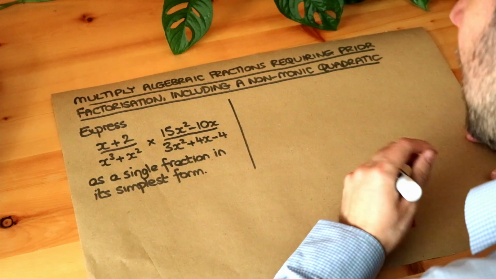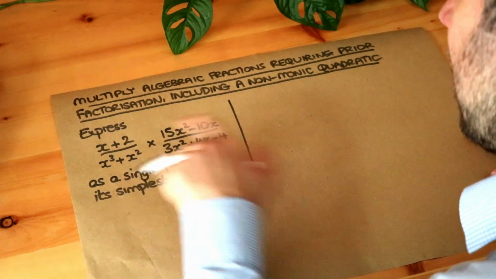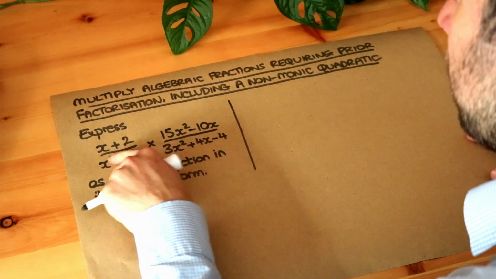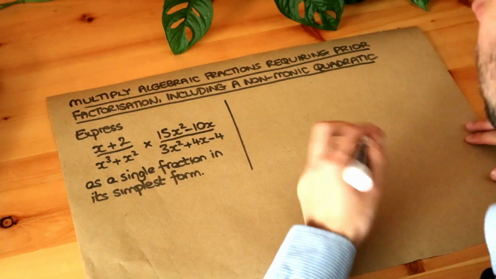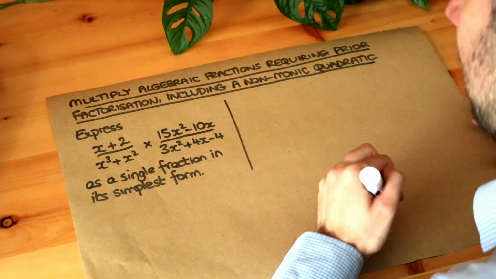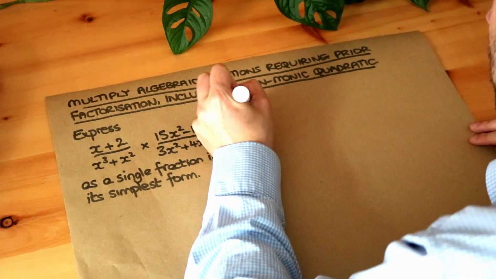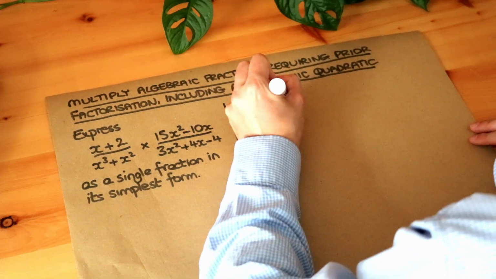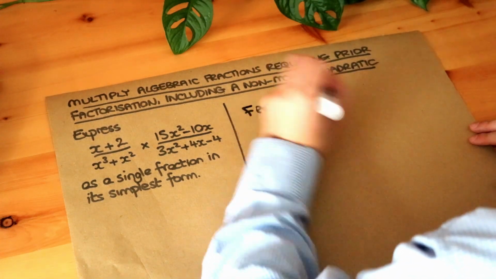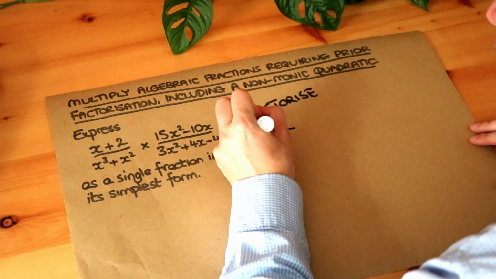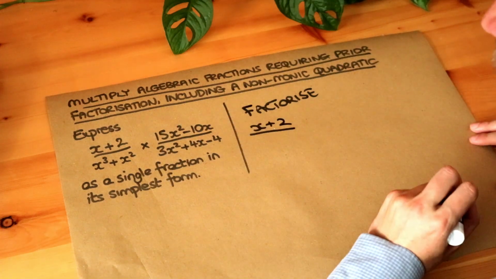Now we saw in a previous video that we just need to factorise everything we can, and that makes it easier when we multiply these together because we can cross cancel. And if you haven't seen that video yet, please watch that first. So what we're going to do is first factorise everything we can, and then we'll worry about what to do next. So x plus 2, there's nothing you can factorise out of that.